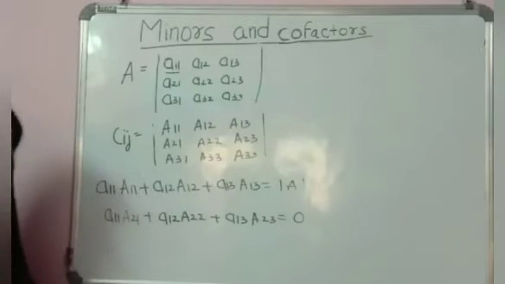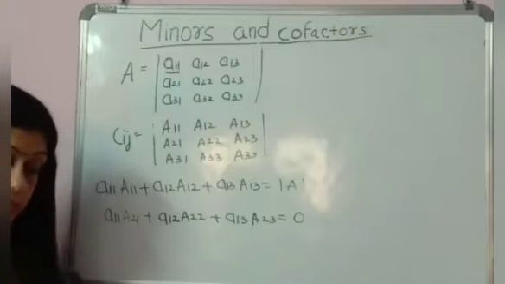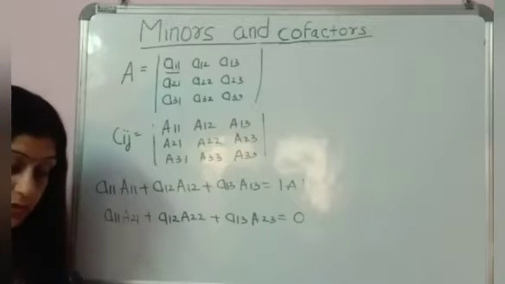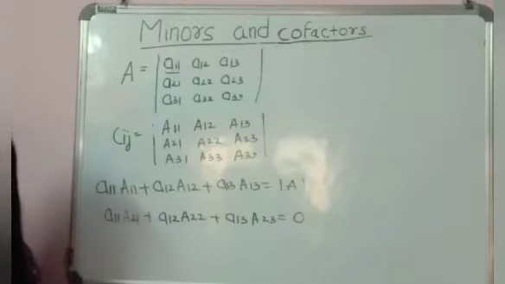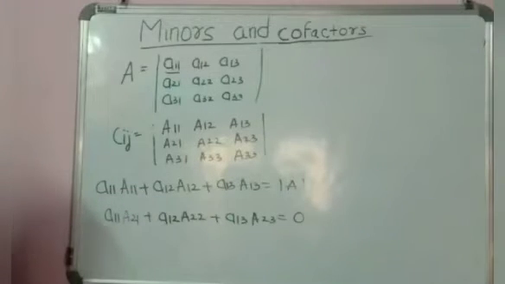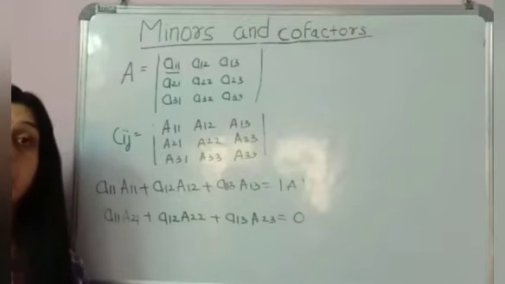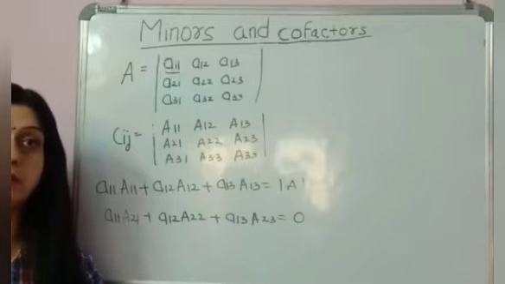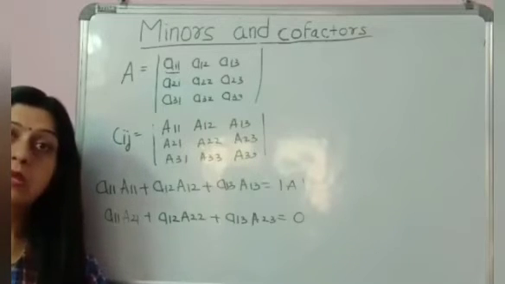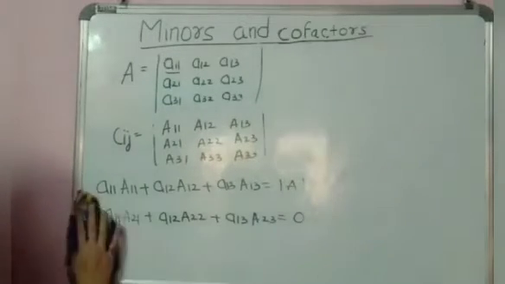Now you solve the examples based on this first. That is example number 21. You have 22. You have to find the minors and cofactors of the elements of the determinant. And also you have to verify that if you multiply the elements of any row by the corresponding cofactors of another row, then you will get 0. Okay.